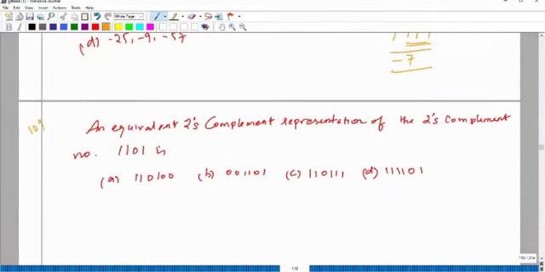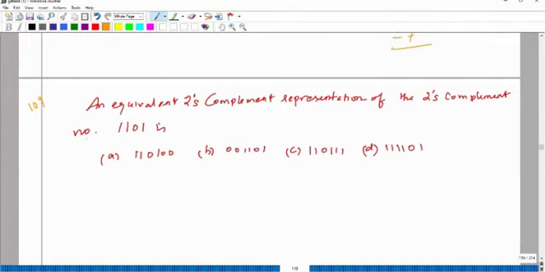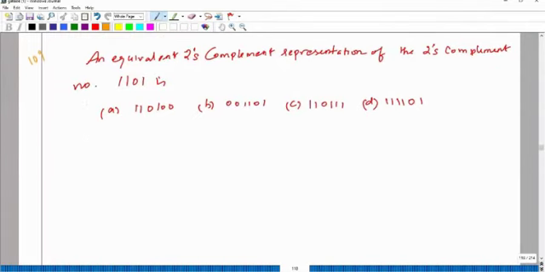No, not me. An equivalent 2's complement representation of the 2's complement number 1101. So what is 1101? This is -2, right? -3. Okay.